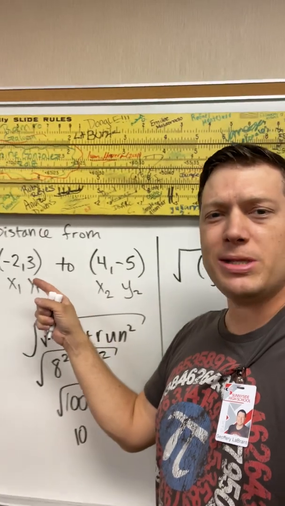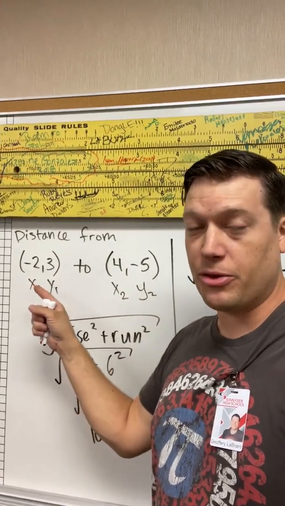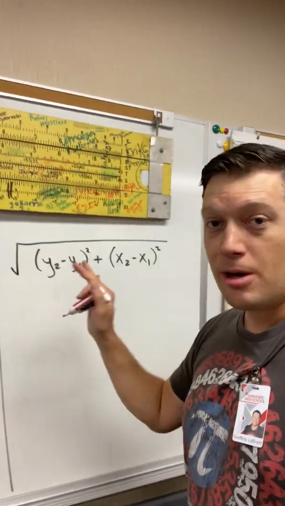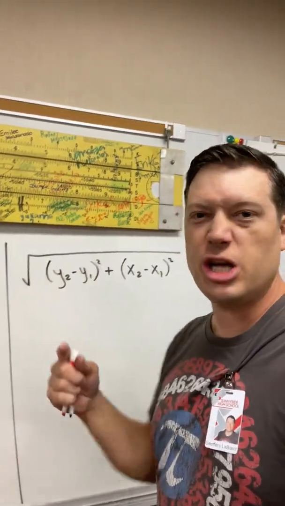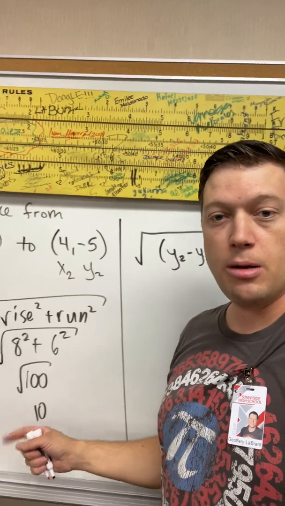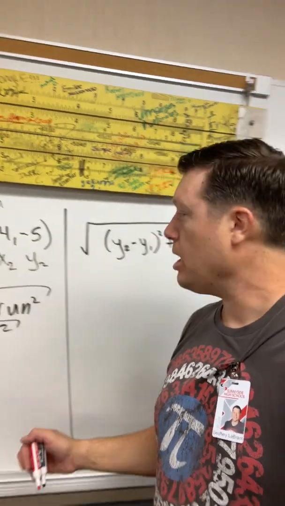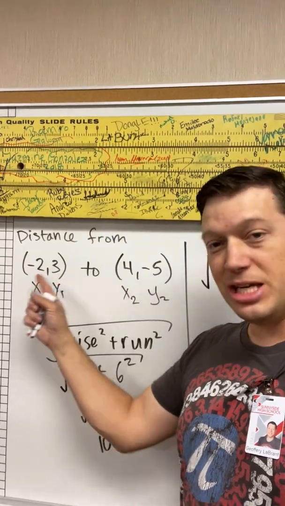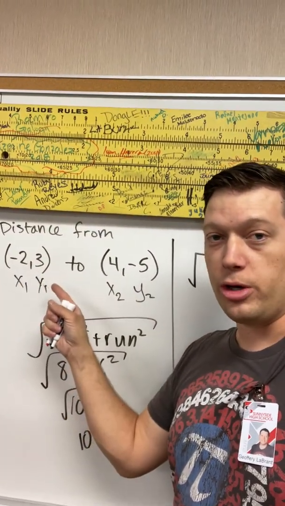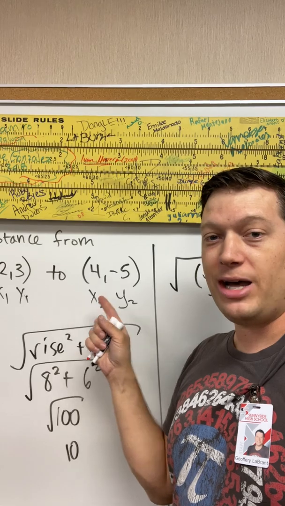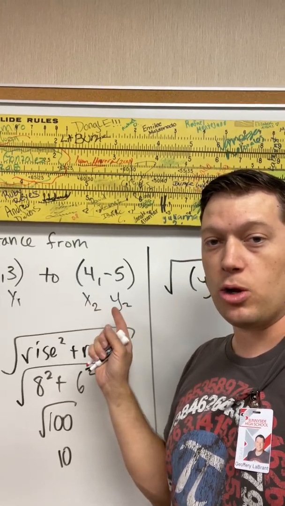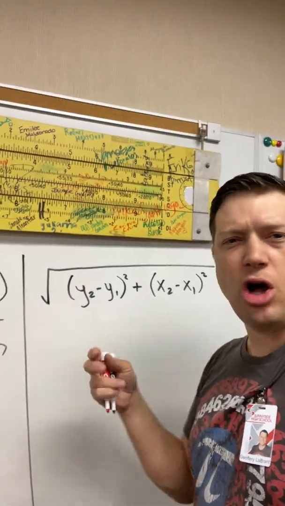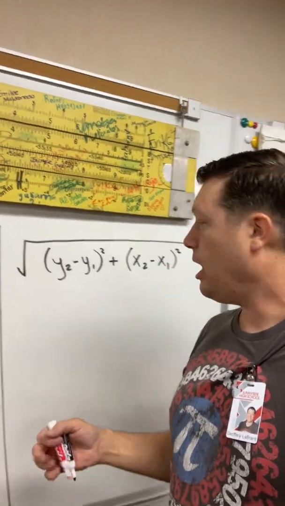If I use my points from last video, like (-2, 3) up to (4, -5), and I put those coordinates into this formula, I should get the same answer as what we did in part A. I should get 10. So what I've gone ahead and done is I labeled that this point, the x coordinate and the y coordinate are x1, y1. And I labeled that this point, the x coordinate and y coordinate are x2, y2. So that when I go to the formula, all I got to do is plug them in.